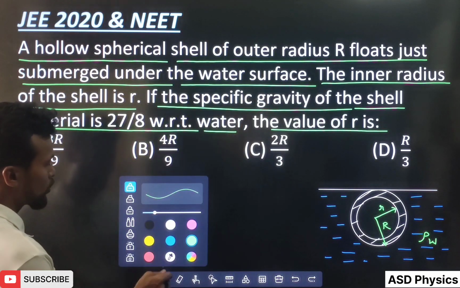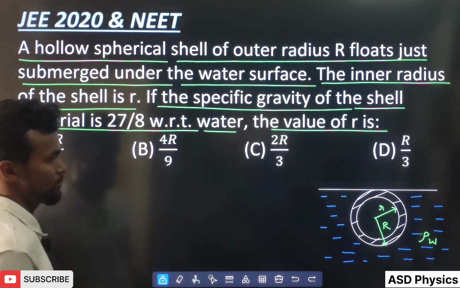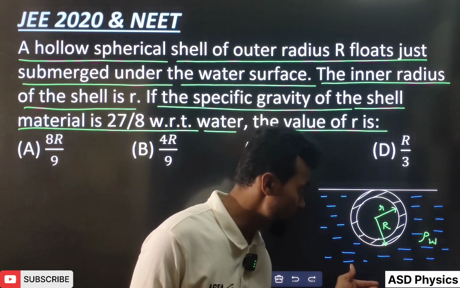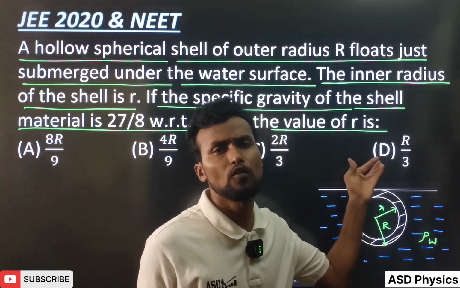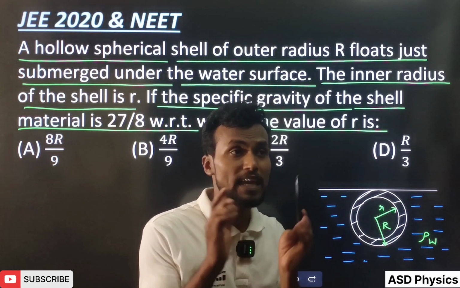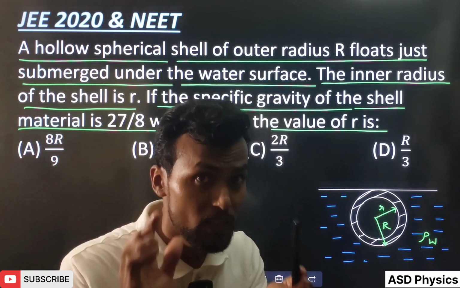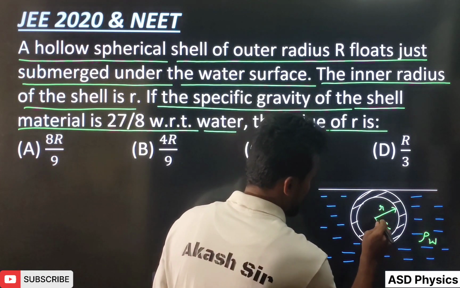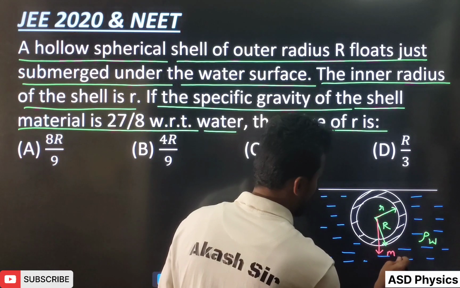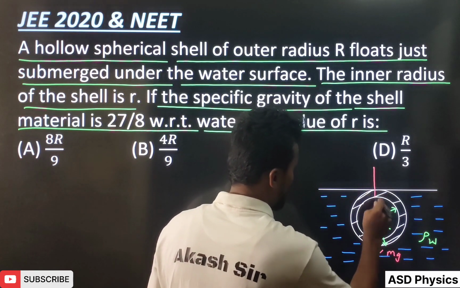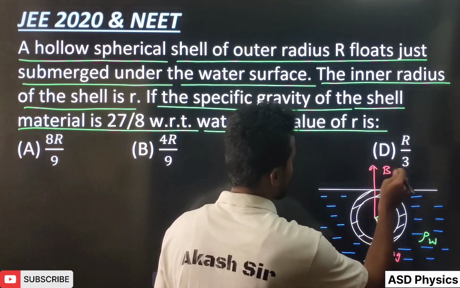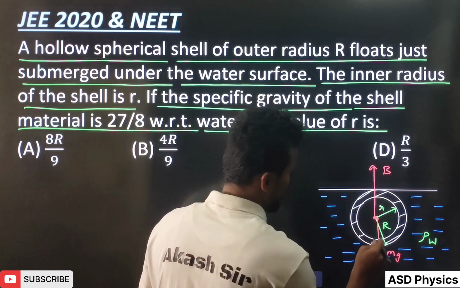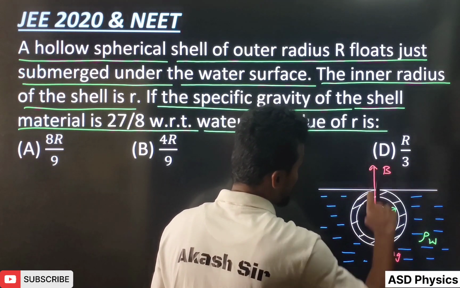So remember that according to the law of flotation, any object will float when the weight of the object is equal to the buoyant force or upthrust. In this situation, the apparent weight of the body will become 0. Downward there is the weight of the body, we can write m into g, and upward there will be the buoyant force, I can write B. See here, weight downward, buoyant force upward.